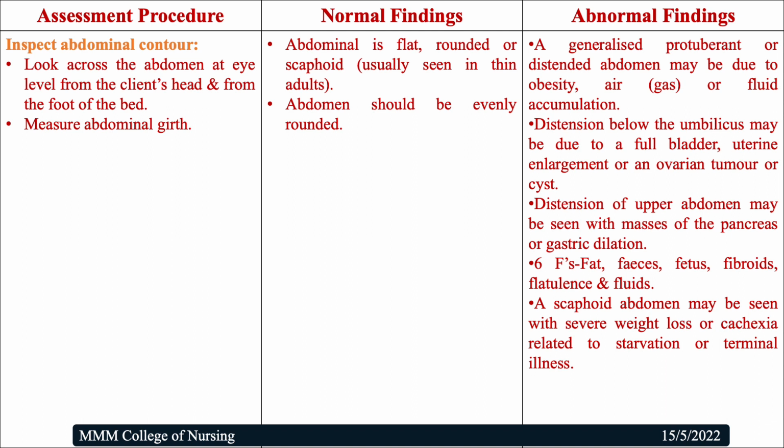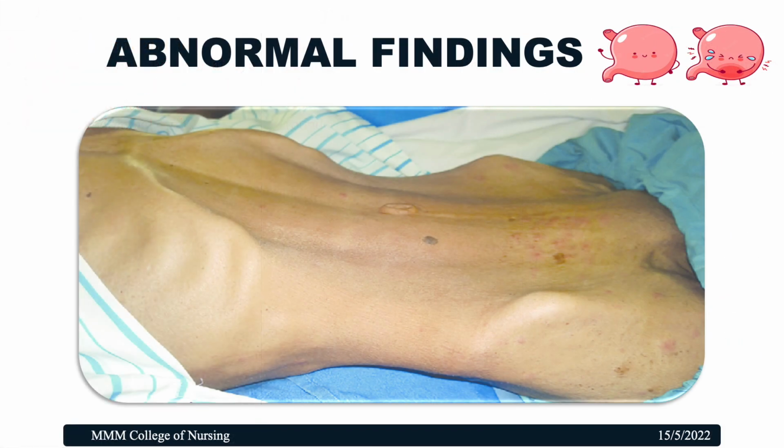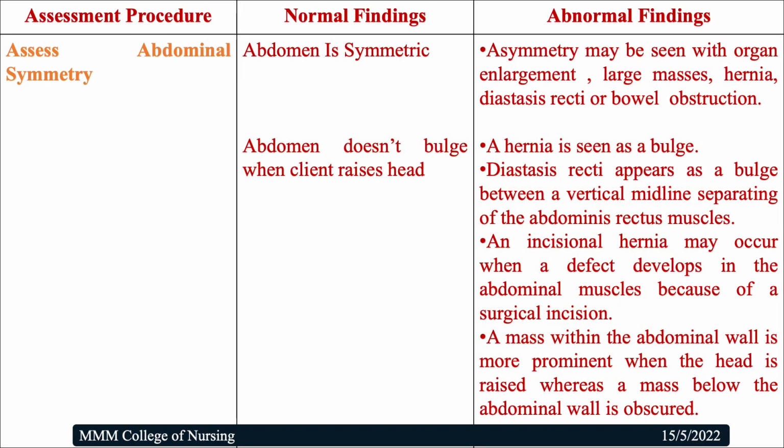Six Fs that need to be considered are fat, feces, fetus, fibroids, flatulence, and fluids. A scaphoid abdomen may be seen with severe weight loss or cachexia, which is related to starvation or terminal illness. The abnormal finding that is addressed here is a scaphoid abdomen.